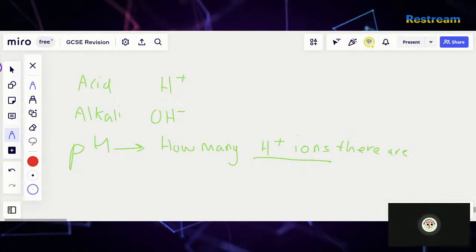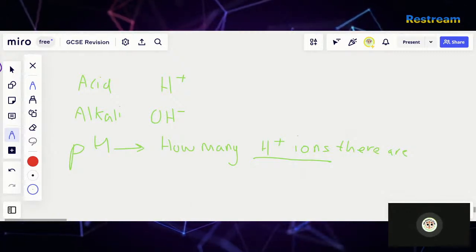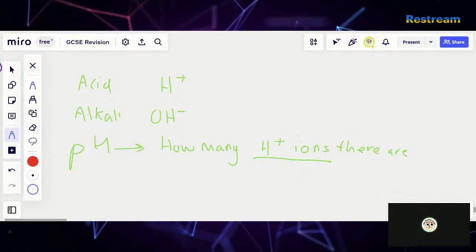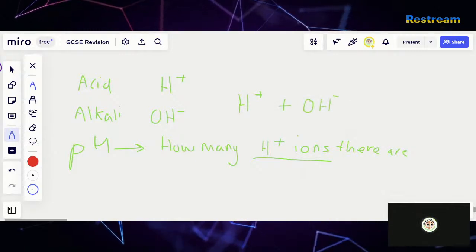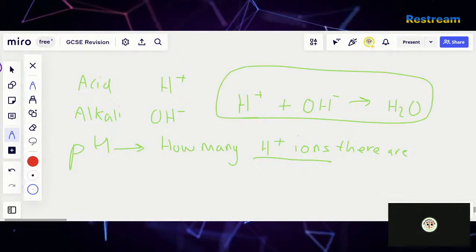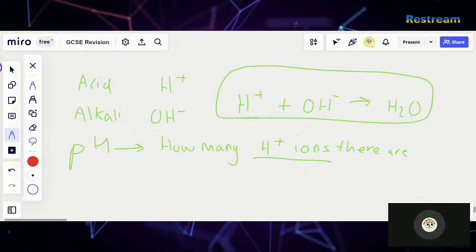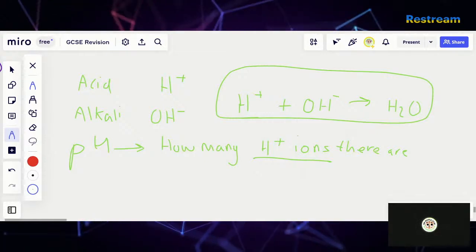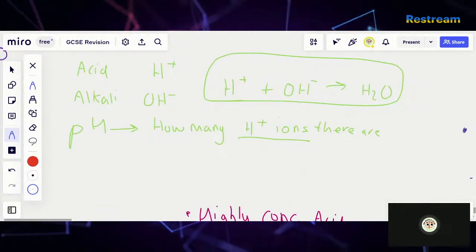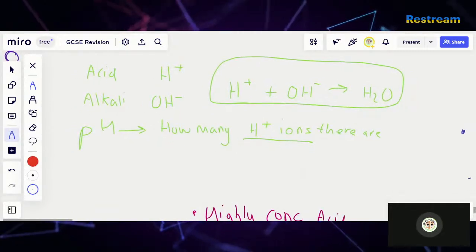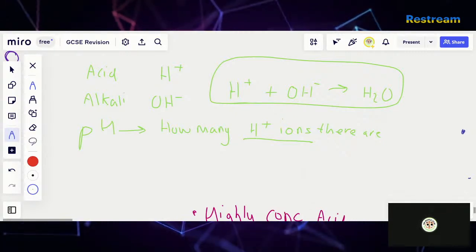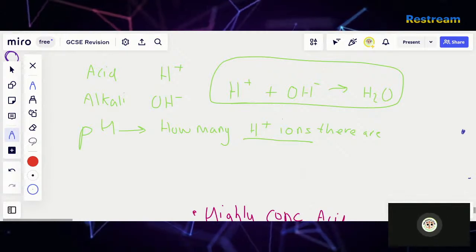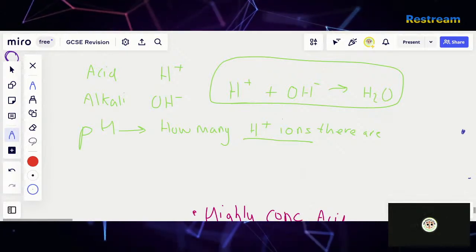Now, believe it or not, when you react an acid with an alkali, you should know this, we form a neutral solution. So when we do acid plus alkali, we get a neutral solution, which is water. Therefore, when we're talking about H plus ions, we're basically saying how acidic is a substance. So the pH is, in one way, how acidic a substance is. Now, the higher the concentration of the H plus ions, the lower the pH.